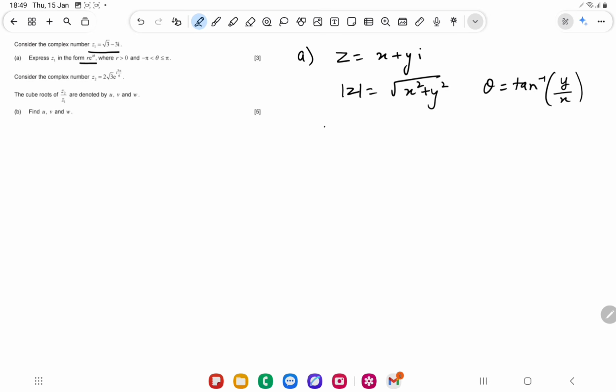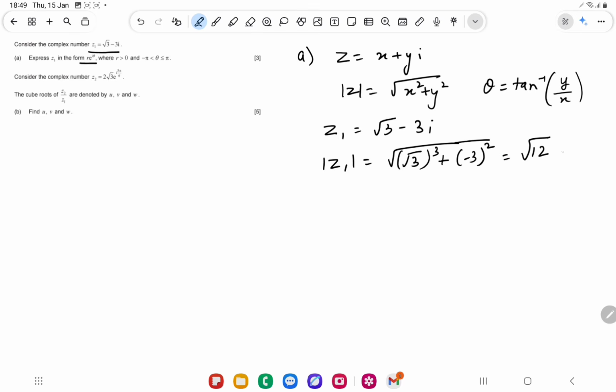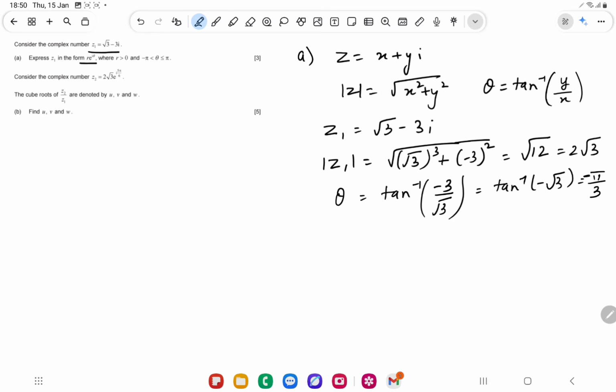So now if I take z1 as root 3 minus 3i, I can write modulus z1 as under root x is root 3 plus y is minus 3. On simplifying this, I will get root 12 or 2 root 3. Now if I talk about argument, that is tan inverse minus 3 by root 3, which is nothing but tan inverse minus root 3, which is pi by 3 with the negative sign. You have to remember this negative sign.